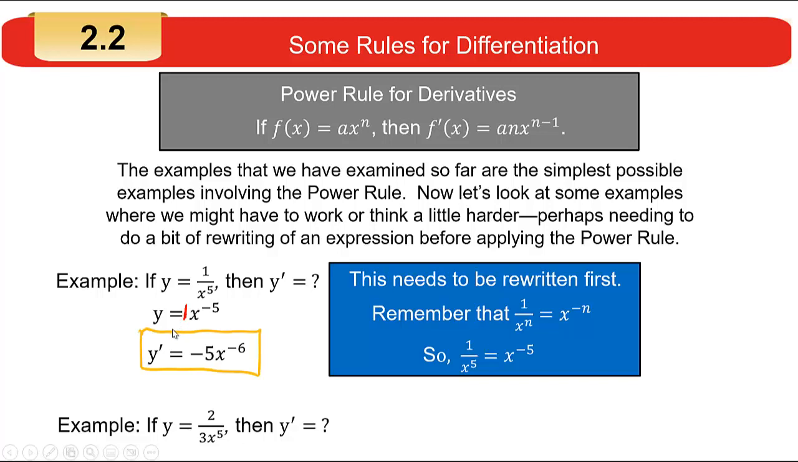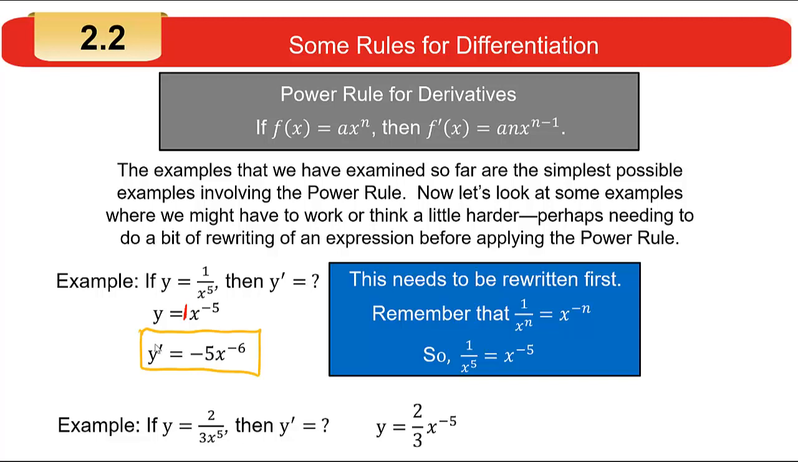If y is equal to 2 over 3x to the 5th, then y prime is what? Again, you need to rewrite this so that it fits the form of the power rule. And I'll mention once again the importance of having gone back and watched the video that I did on algebra basics, preliminary stuff that's important to doing well in this course, and things like this problem is tackled there. You have to be able to look at that and rewrite it as a negative exponent.